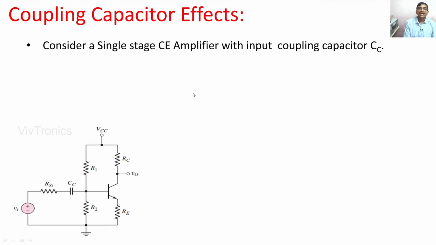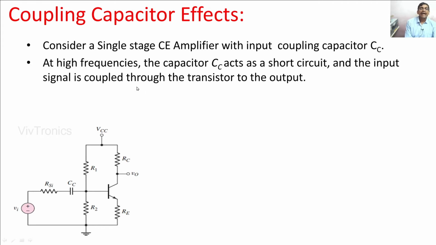Let us take a CE amplifier circuit with input coupling capacitor CC. In this CE amplifier, I am going to take the coupling capacitor CC at the input side, and here Vi is the AC signal source and RSi is the source resistance. R1 and R2 resistors form the voltage divider bias. RC is the collector resistor connected between the collector terminal and VCC, and RE is the emitter resistance connected between the emitter terminal and the ground terminal.